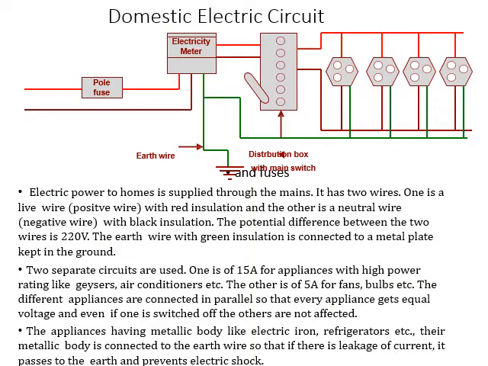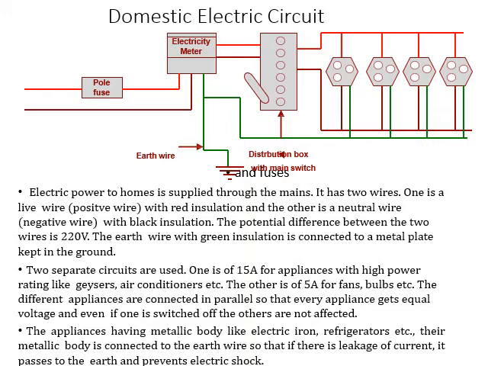Domestic electric circuit. Electric power to the home is supplied through the mains. It has two wires. One is the live wire, that is the positive wire with red insulation, and the other is the neutral wire, the negative wire with black insulation. The potential difference between the two wires is 220 volt. The earth wire with green insulation is connected to a metal plate kept in the ground.